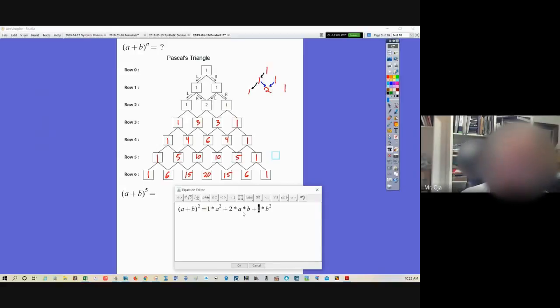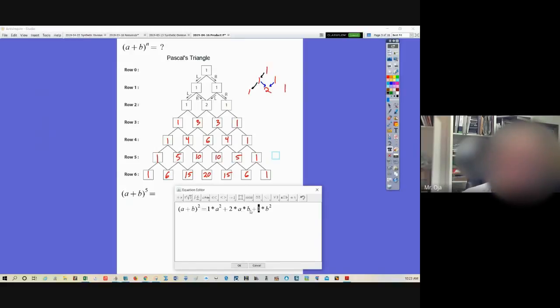How did I get the a squared and the a times b and the b squared? Here's the rule. This is row 2. So we know that the exponents for each term have to add up to 2. It starts off with all of the exponent power on the first term, the a. So I'm going to get an a squared in the first term, and then every time I scoot over to the next term, the power of a drops by 1, and the power of b increases by 1.